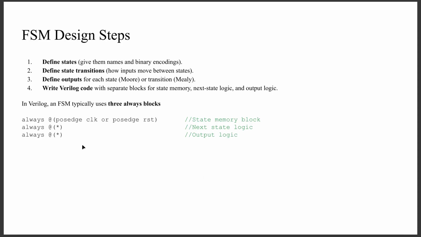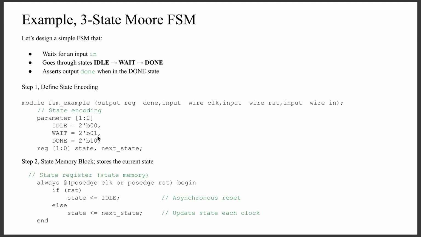So, design steps. Define the states, define the state transitions, define outputs, and write the Verilog code with separate blocks for state memory, next state logic, and output logic. In Verilog, an FSM typically uses three always blocks, as you can see here. An example: a three-state Moore FSM.